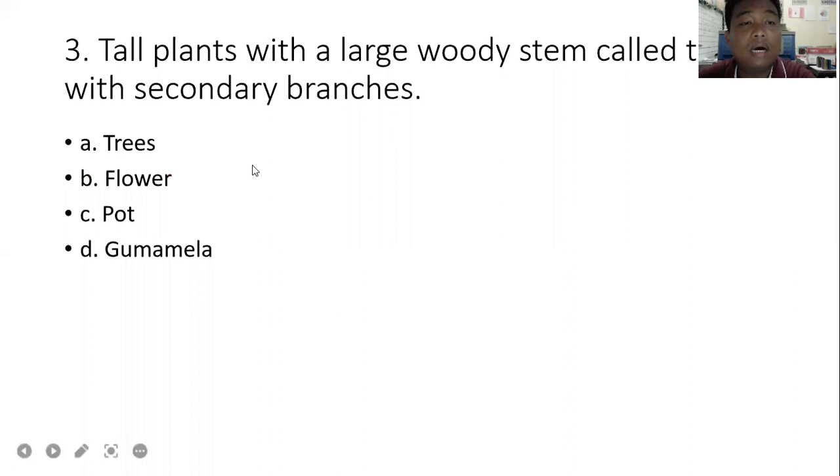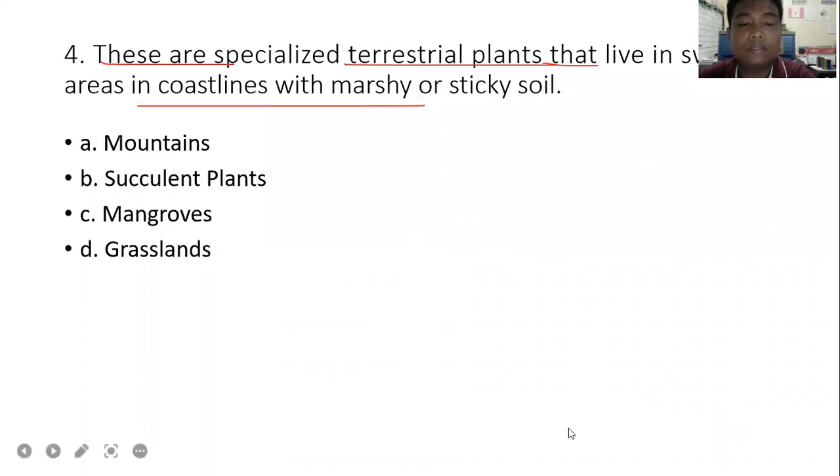So next, tall plants with a large woody stem called trunk with secondary branches. So what do we call that? Tall plants with a large woody stem called trunk, and then secondary branches. We call that the trees. So next.